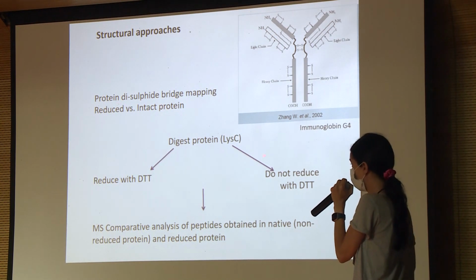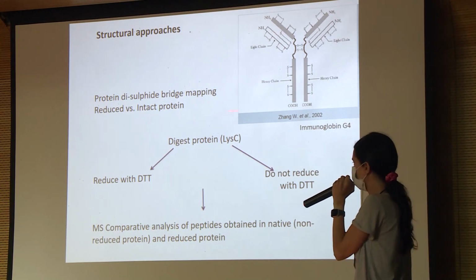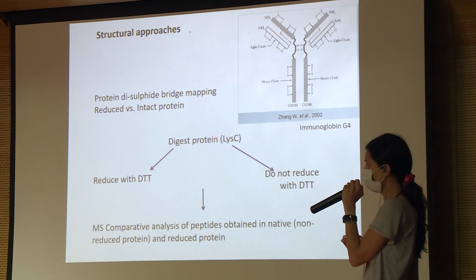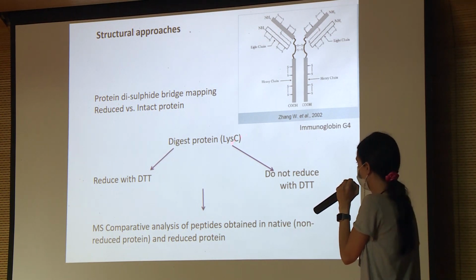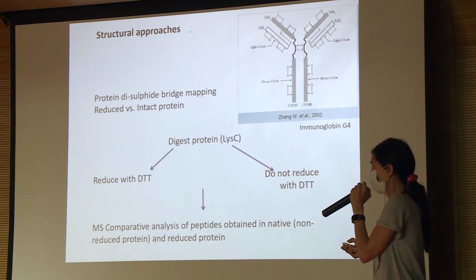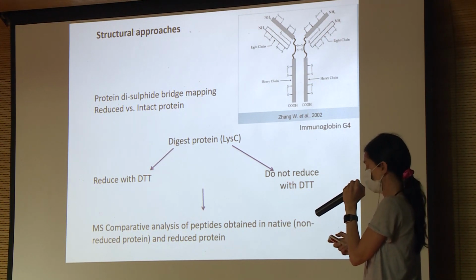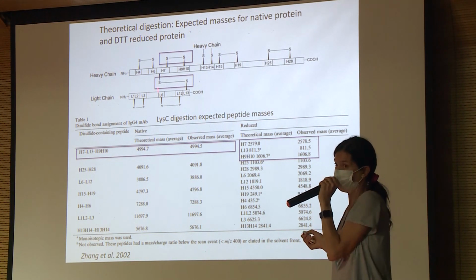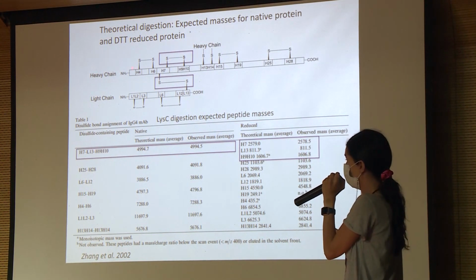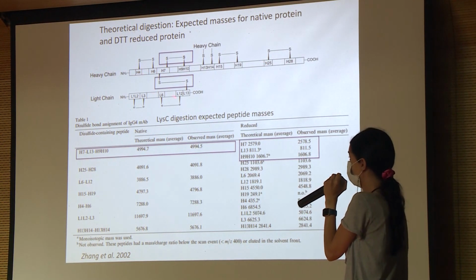So for example, you get your protein, you digest it, in this case with Lys-C, which cuts only at the C terminus of lysine. And part of the sample, you reduce it with DTT, the other part, you do not reduce it, and you can do a comparative analysis of peptides in the two conditions. So basically, this is a scheme of the monoclonal antibody I just showed you, with all the peptides in the heavy chain and the peptides in the light chain, and the bridges that hold them together.